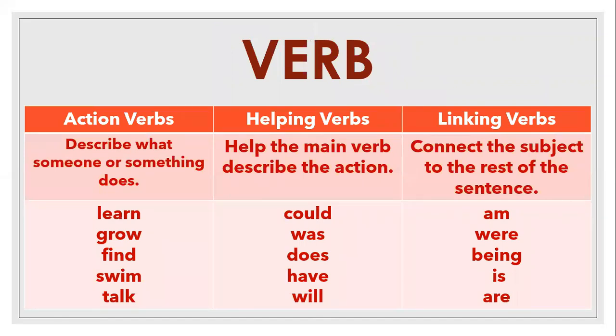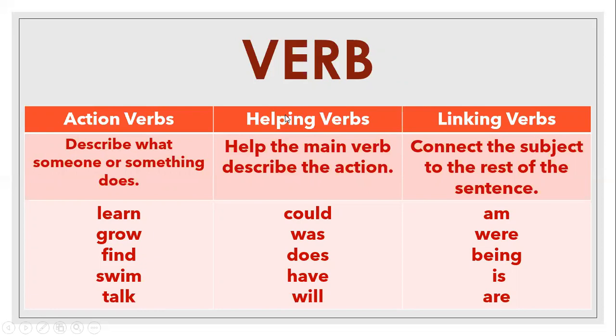The second element of a simple sentence is a verb. There are many kinds of verbs. The first type here is the action verb. Action verbs tell or describe what someone or something does. Examples: learn, grow, find, swim, talk.